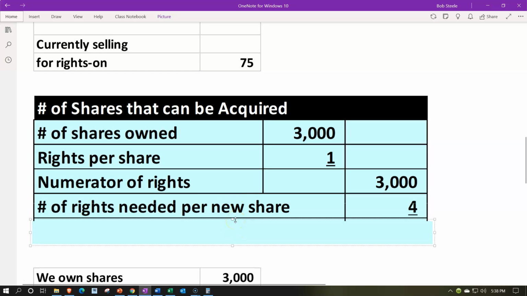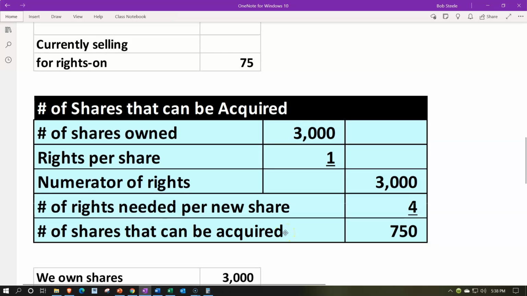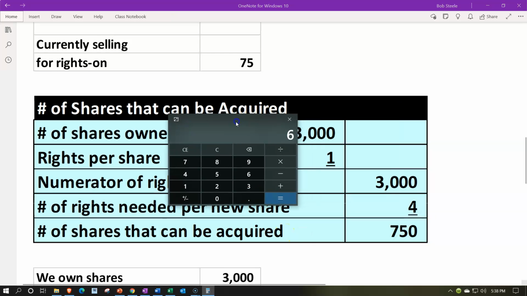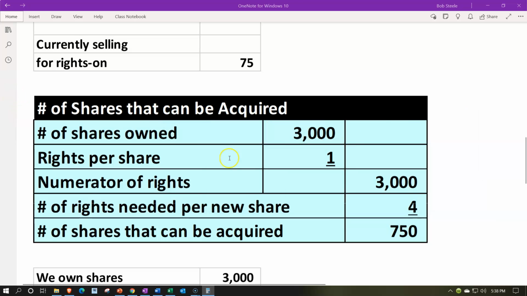The number of rights needed per new share. For us to take advantage of the rights and purchase the new shares at the discount, we're only going to get 1 share for every 4 rights. So that's 3,000 divided by 4. That means we can buy 750 new shares. We can buy 750 new shares, but we need, of course, money to do that.